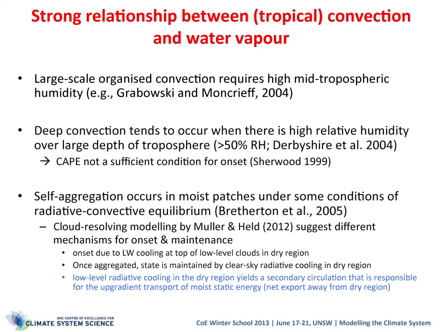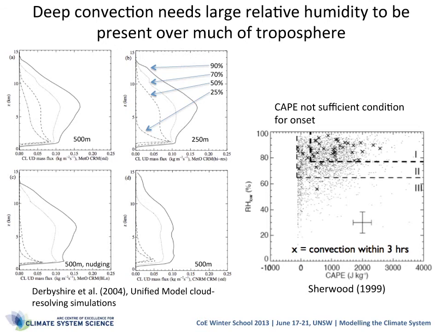Our own Steve Sherwood, way back in 1999, showed that CAPE is a necessary but not a sufficient condition for the onset of deep convection. And what I mean by that is, this is the plot from his paper at the time, and he showed that you've got variable CAPE, but it's actually the humidity, high humidity above 70%, where you get this convection occurring. So although you've got CAPE in the atmosphere, deep convection takes time to occur. It only happens when there's large relative humidity in the atmosphere.